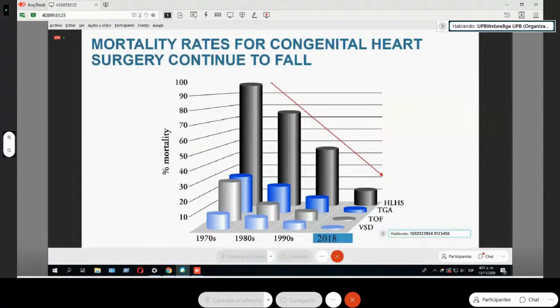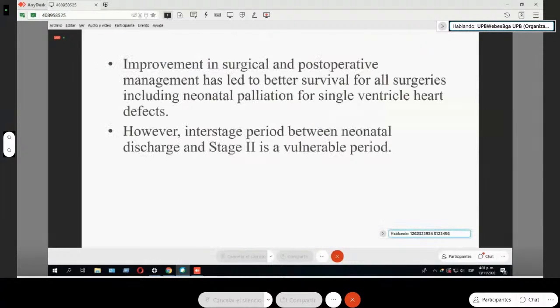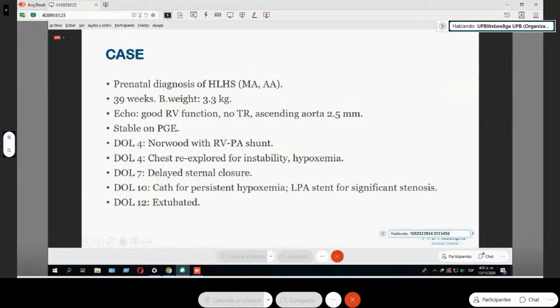Como sabemos, la tasa de mortalidad para la cirugía de defectos congénitos ha seguido cayendo, y el síndrome de corazón izquierdo hipoplásico sigue siendo el de mayor mortalidad, que puede llegar a casi el 20%. El mejoramiento en el manejo quirúrgico y postoperatorio ha llevado a una mejor sobrevida para todos los procedimientos neonatales quirúrgicos, incluyendo la paliación para los defectos de ventrículo único. Sin embargo, el periodo interestadio entre el alta neonatal y el estadio 2 es algo vulnerable aún.